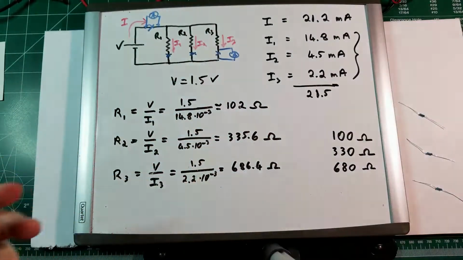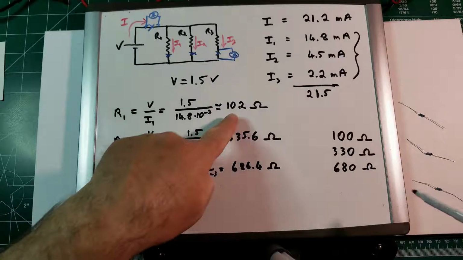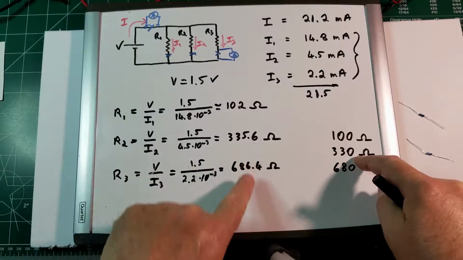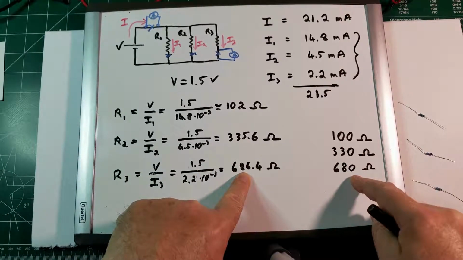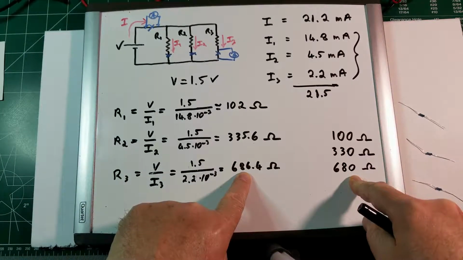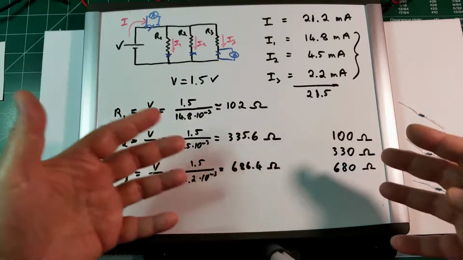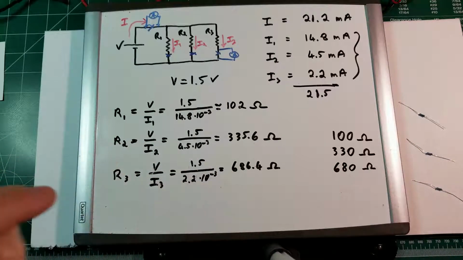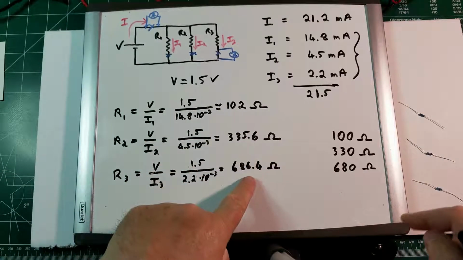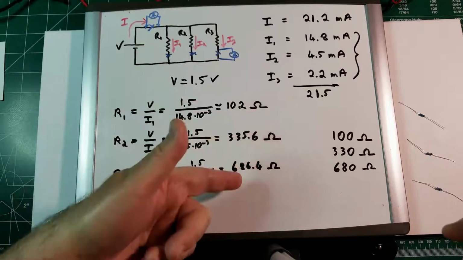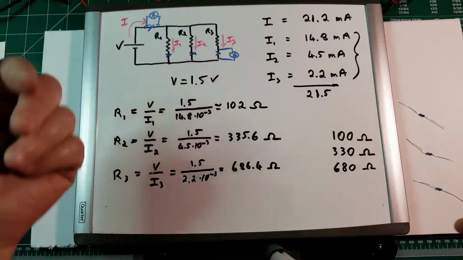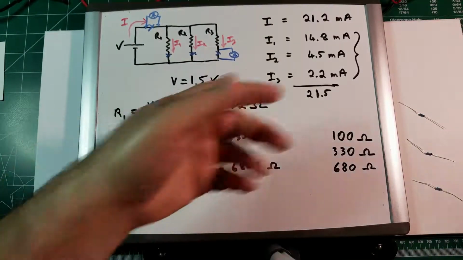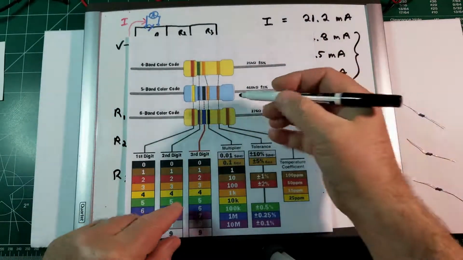Let's compare with the values that we calculated. Look at that: 102, 100; 335, 330; 686, 680. You can see that the values almost match, and of course the little differences are because, on one side, we made errors when reading the numbers, when making the measurements, and also because each resistor has its own tolerance. If you recall, the tolerance is the last band.